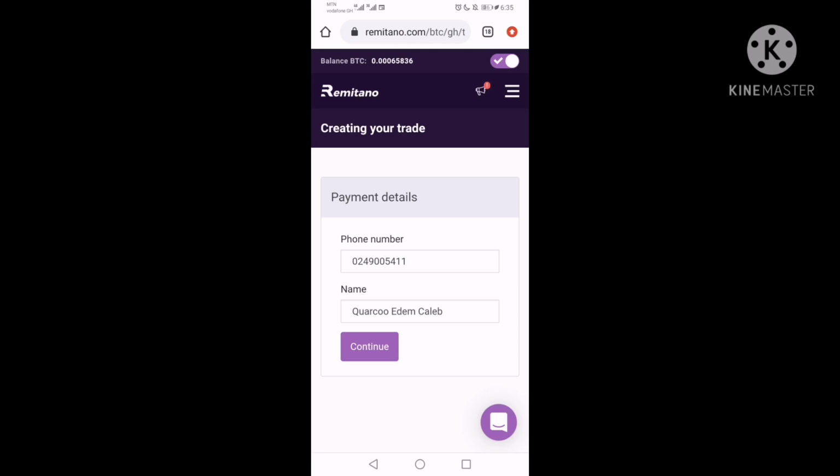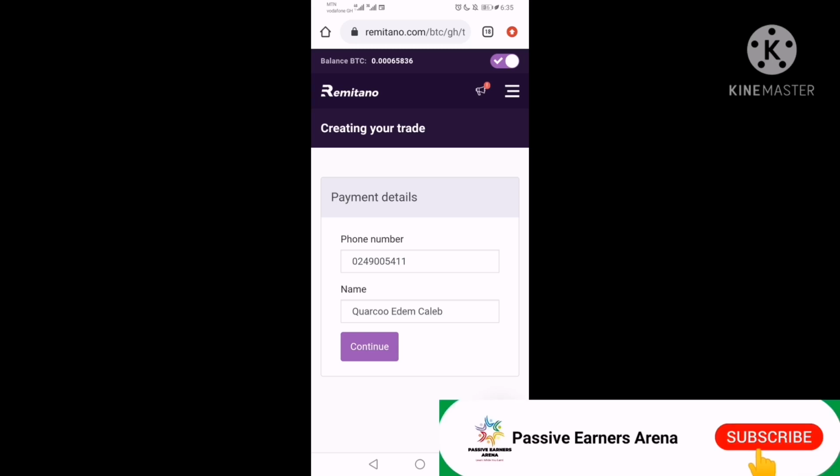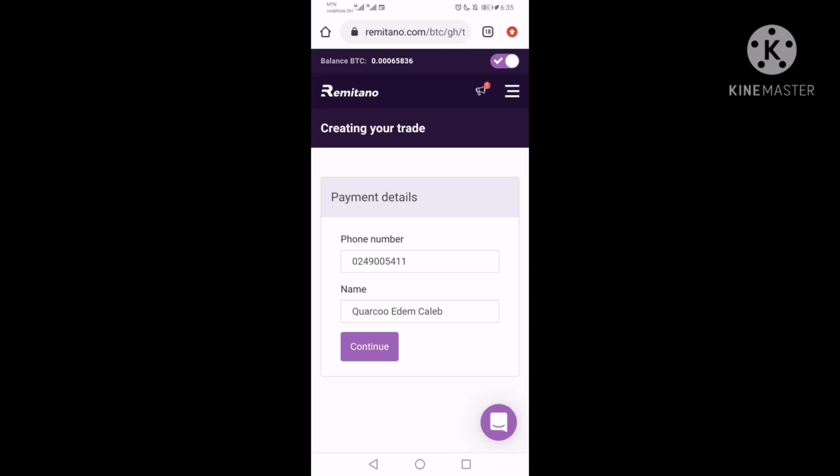The next stage is to input your mobile money number. As you can see on my screen, that is my mobile money number and the name on your mobile money account. I would advise you use the same name in chronological order as it is registered on your mobile money account. In my case, it is Kwaku Edem Caleb, and then you click on continue. For the number, do not worry to make it +233 as the Ghana code. You can use 0249 as you can see on your screen. When you are confirmed, you press on continue.